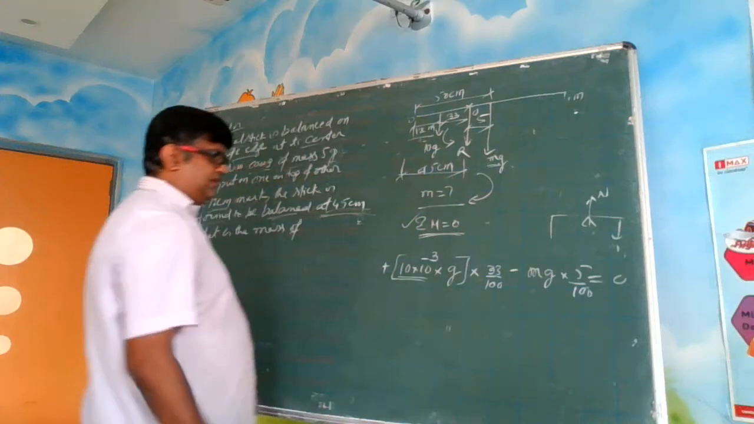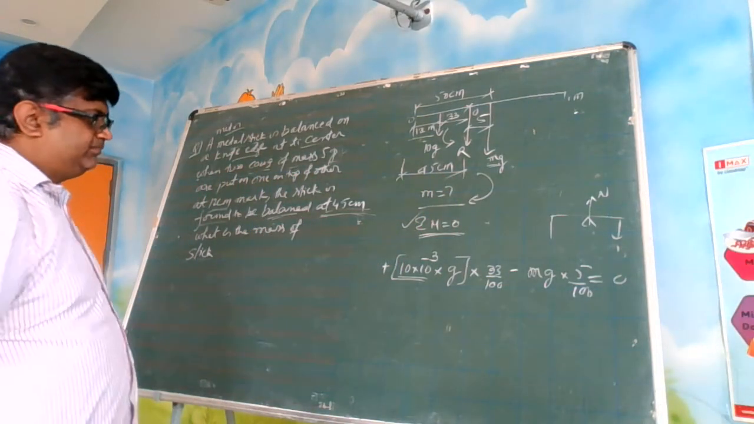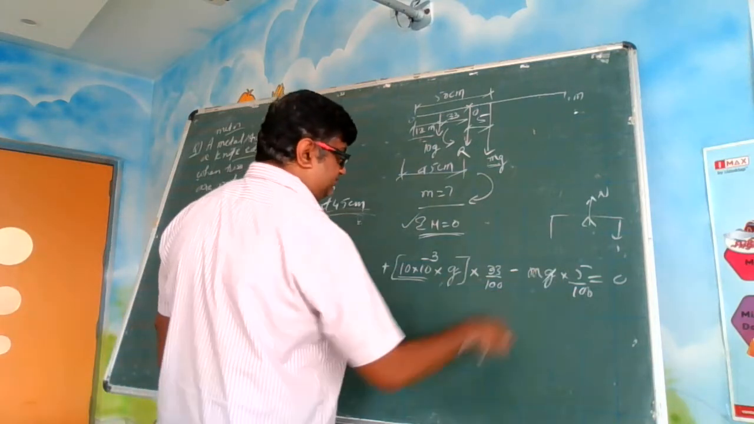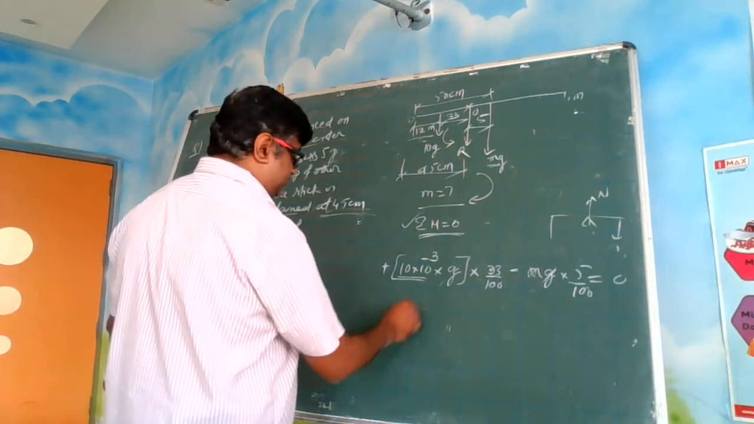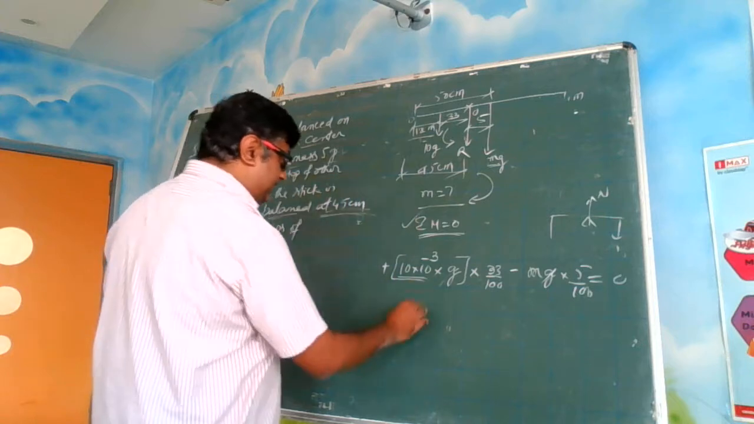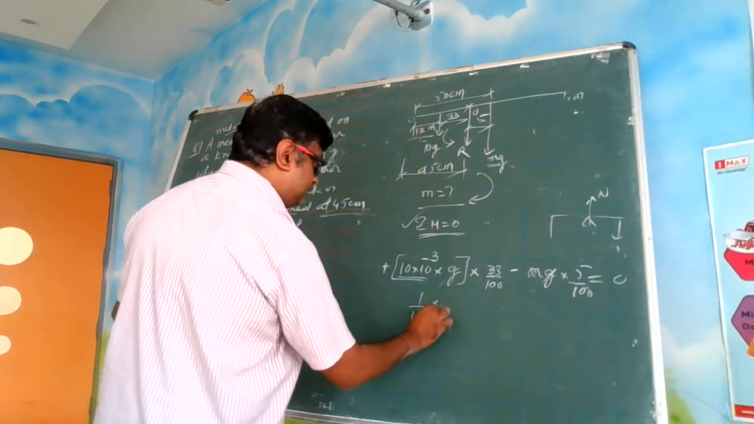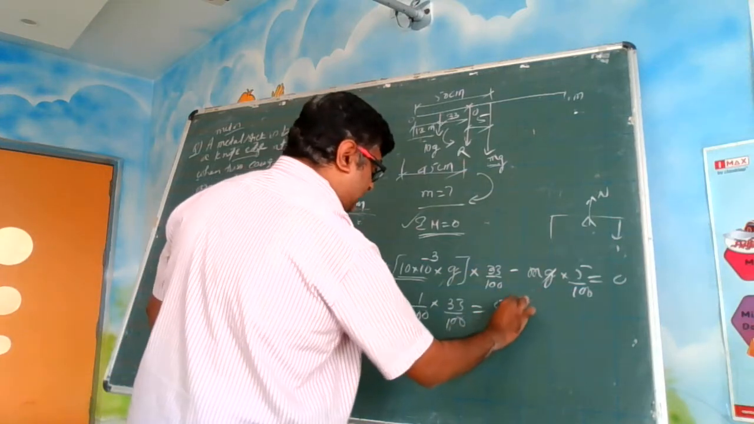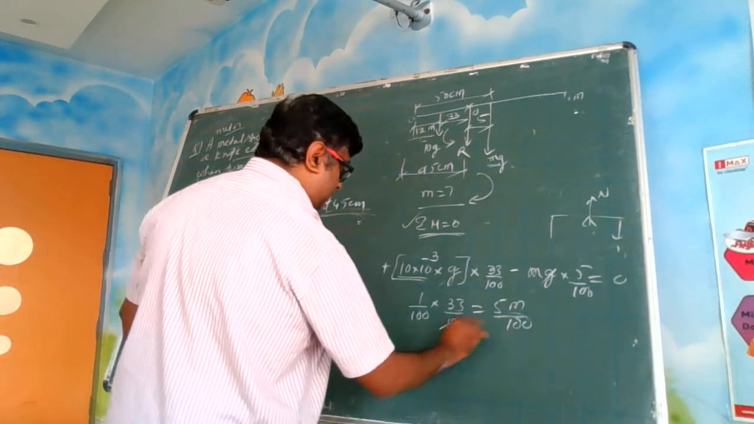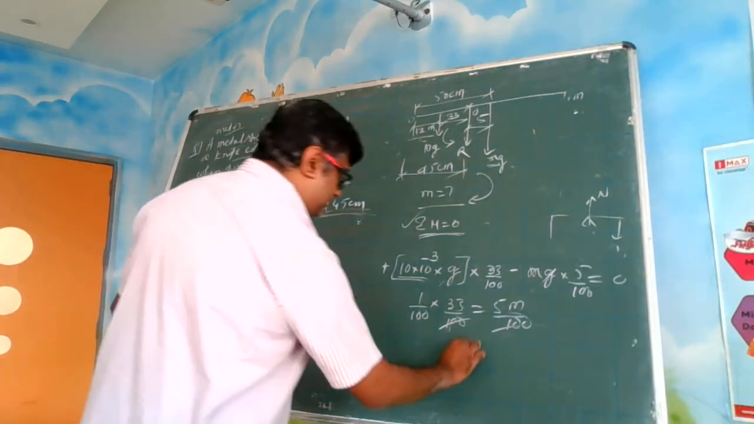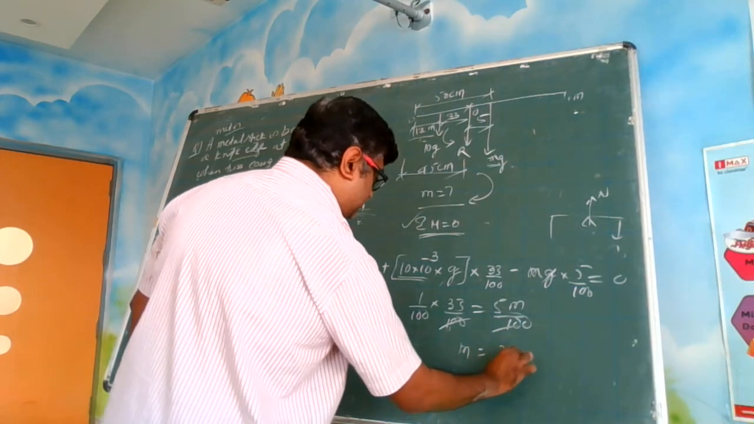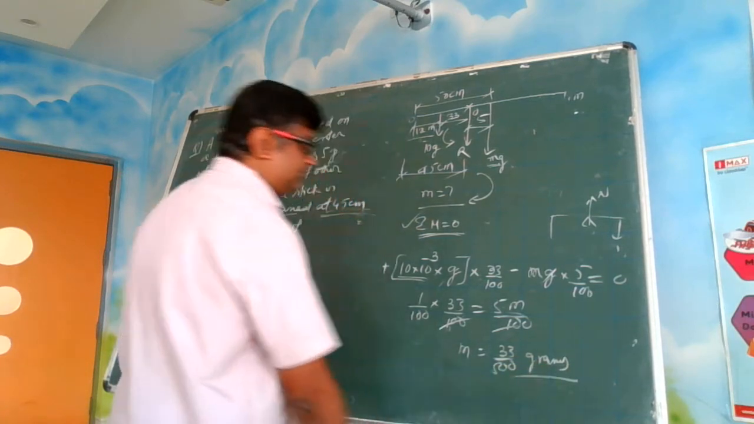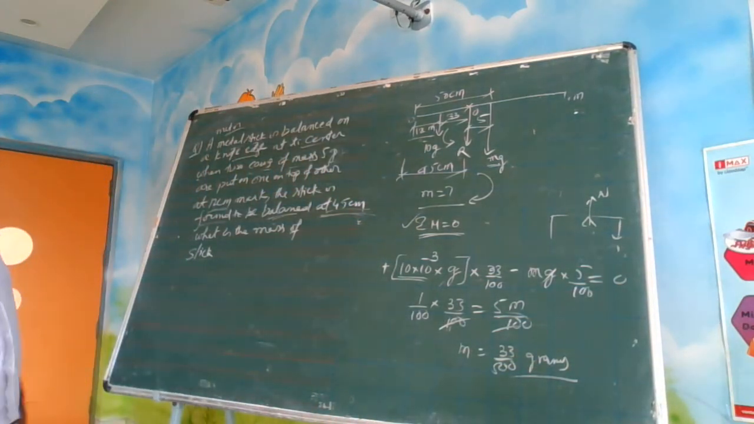What is the sigma M? M2 may be negative, we are just adding them. So what will happen? This g is cancelled. And this is 10 power minus 2, which is 1 by 100, into 33 by 100 is equal to, taking it to the other side, 5m by 100. The 100 is gone. So m is equal to 33 by 500, these many grams.